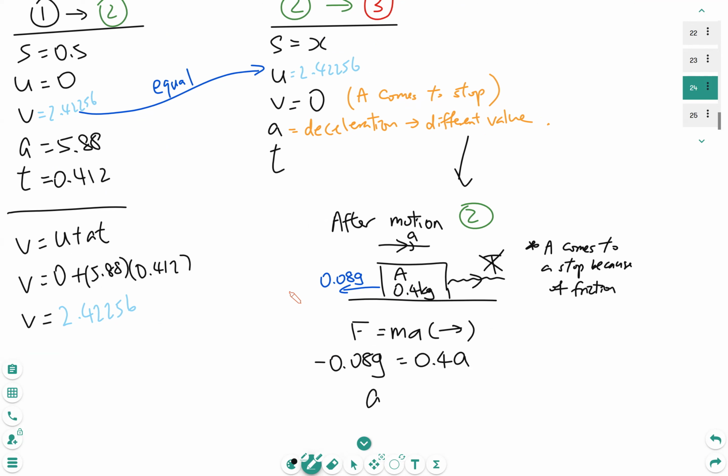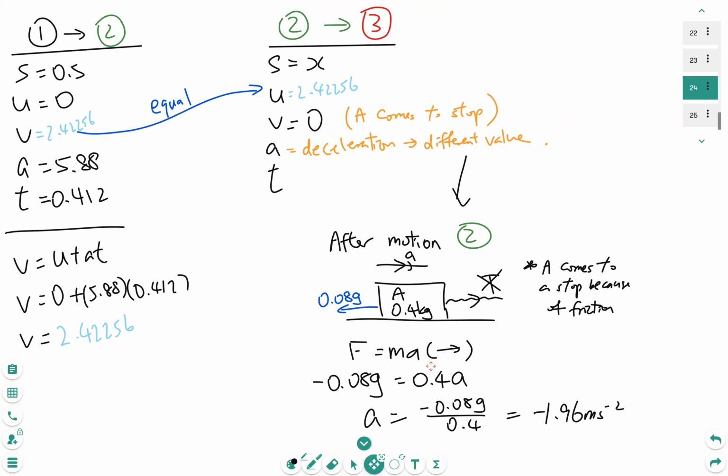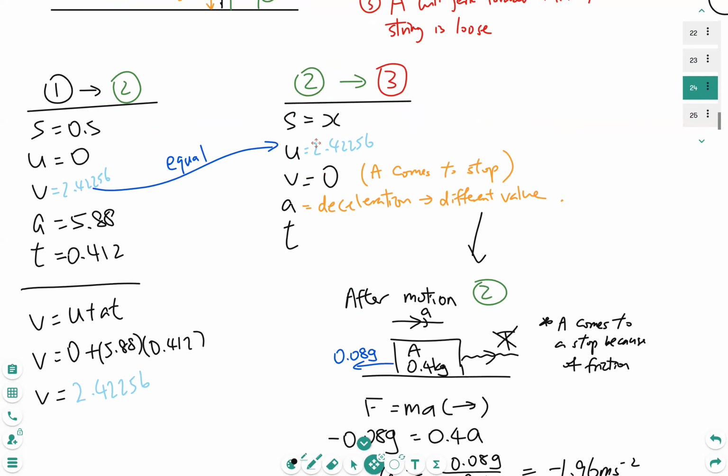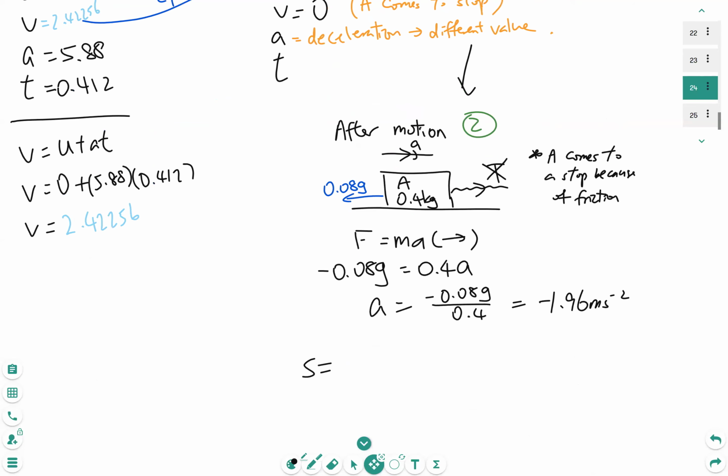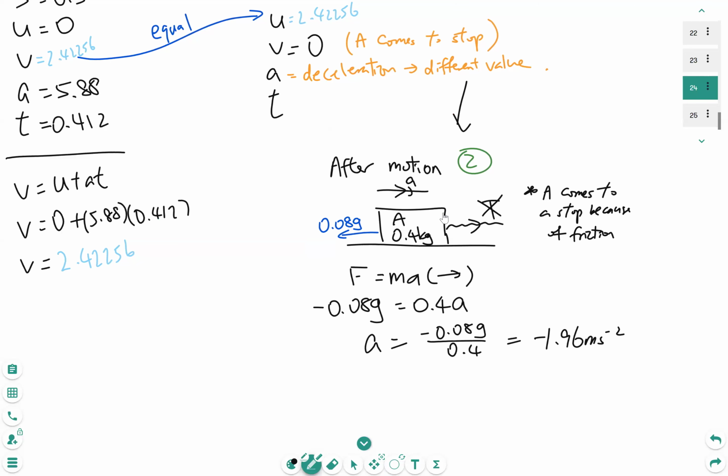If you divide by 0.4, negative 0.08 times 9.8 divided by 0.4, you should get A equals negative 1.96, which makes perfect sense because A is decelerating. After we find A equals negative 1.96, we can work out the displacement S. I want to use V squared equals U squared plus 2AS.